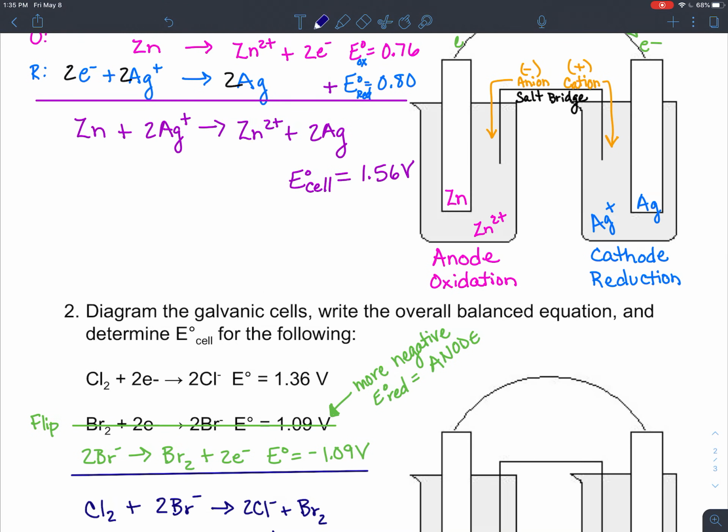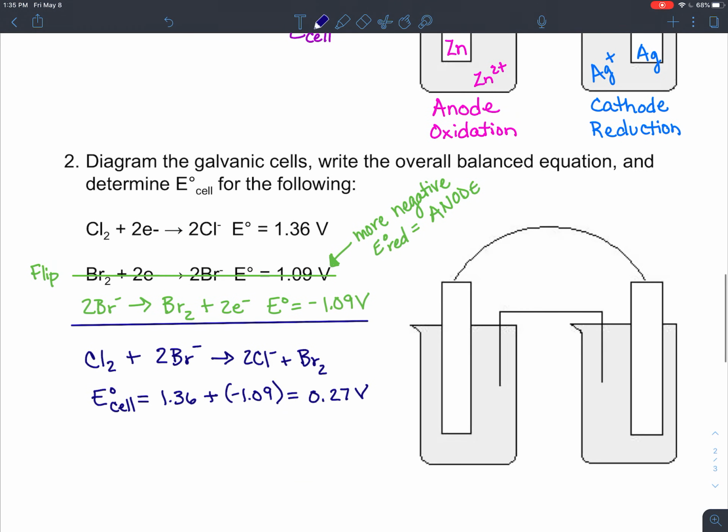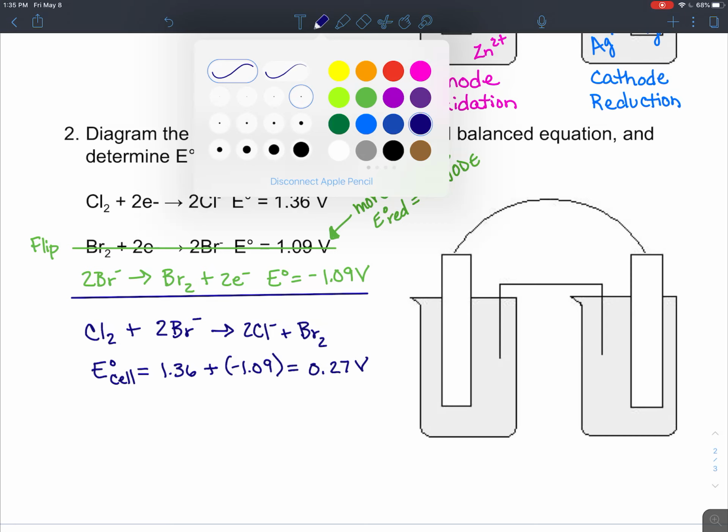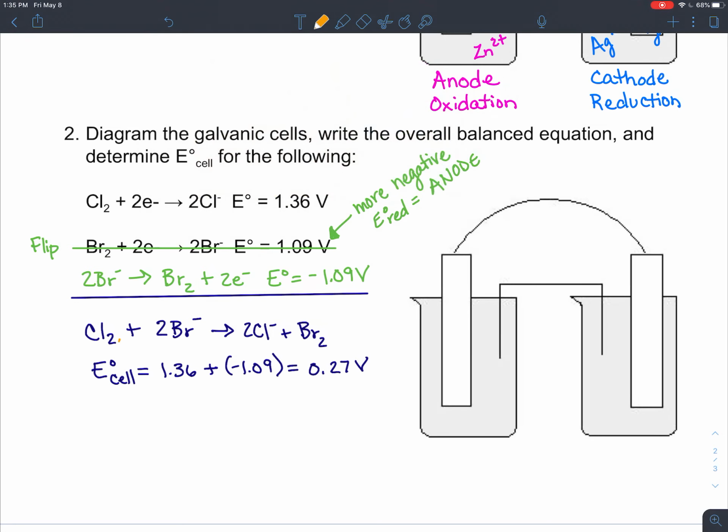Now, this is an interesting situation. So in the last one, we said, okay, look, our zinc that's a metal and our silver that's a metal are going to be the anode and the cathode. In this particular case, these are actually gases. Okay, so Cl2 is a gas. This is a gas, and this is a gas. Okay, those are diatomic molecules that are gases. And so, actually, no, that's not the case. Br2 is a liquid, excuse me.